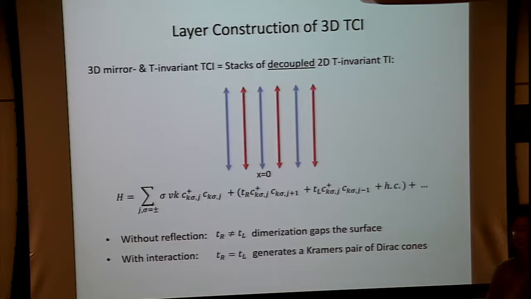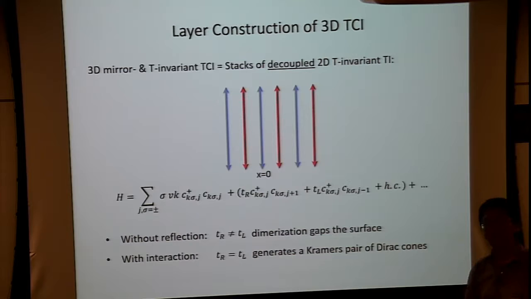Yeah, so that's an excellent question. I put in this term here, which is spin preserving couplings, but there are additional spin flipping tunnelings. As long as they satisfy time reversal and this reflection symmetry, they are allowed to be present. So one can add all these perturbations. Something I checked is that you will find you get a pair of Dirac cones that are away from the k equals zero point.